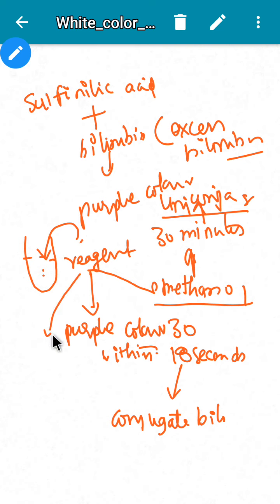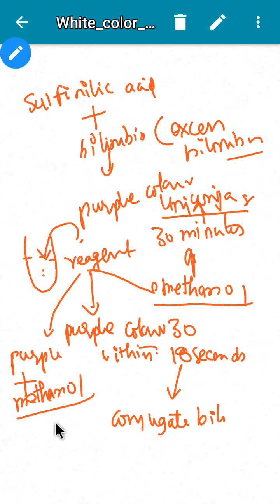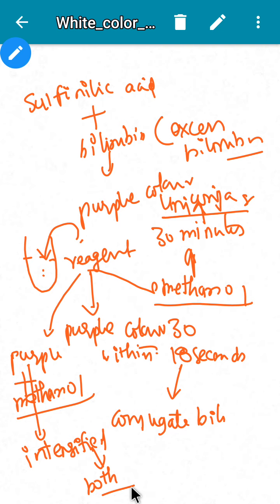Now one more case: we got purple color when we added the reagent to the serum, and then we added methanol also. After addition of methanol, the purple color is intensified. Then that is due to both conjugated and unconjugated bilirubin. That means the serum contains both. This is how we come to know the different types of bilirubin.